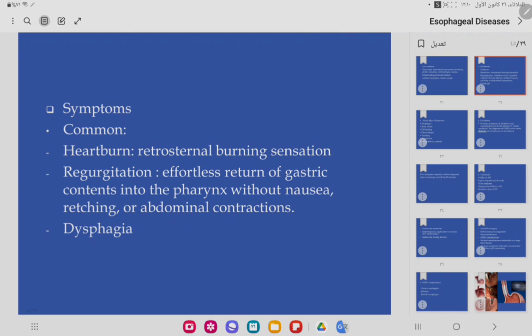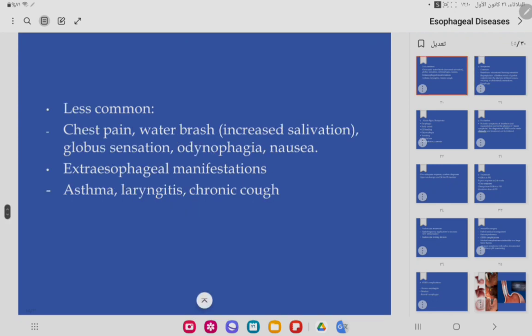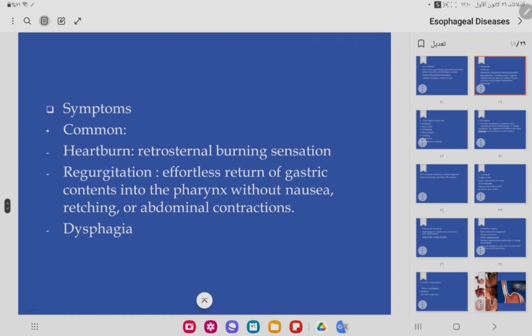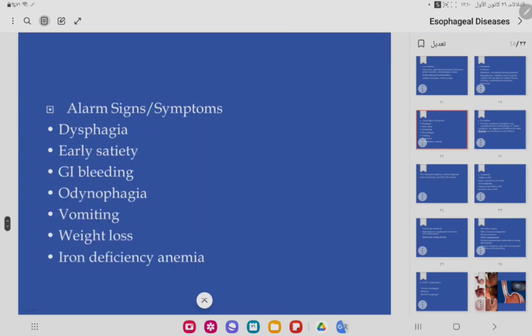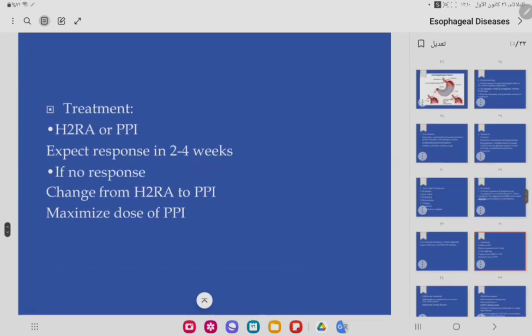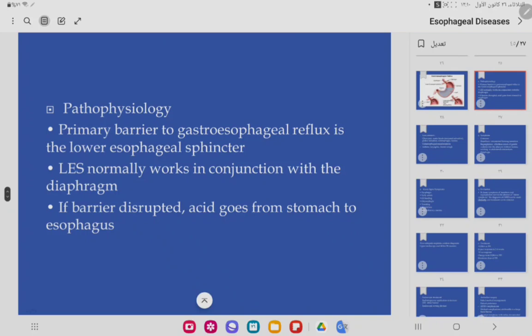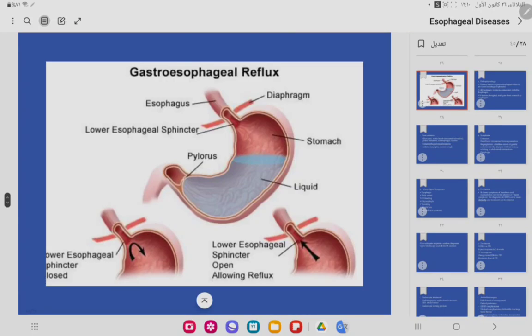Pathophysiology: the primary barrier to reflux is the lower esophageal sphincter. When it's not working properly, the barrier is disturbed and the acid comes from the stomach up, causing a lot of problems for us. Next, please.